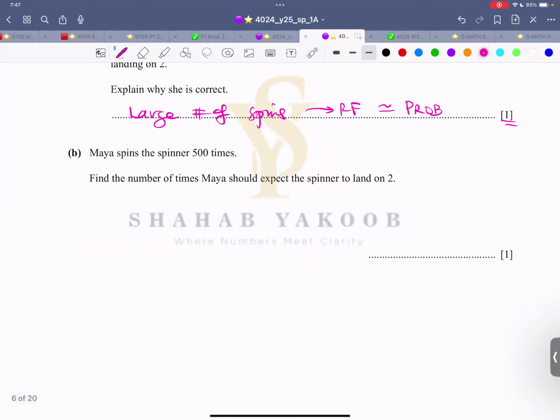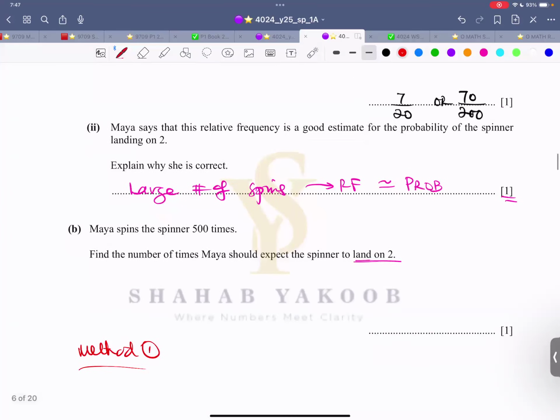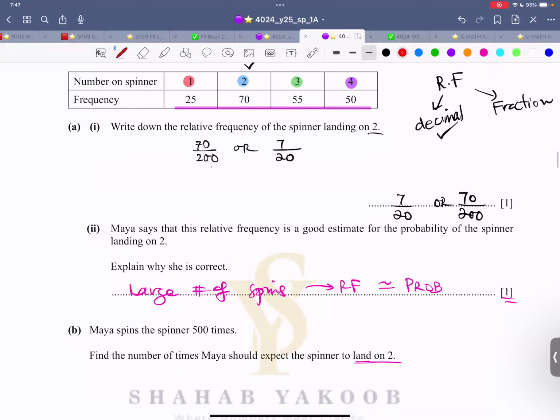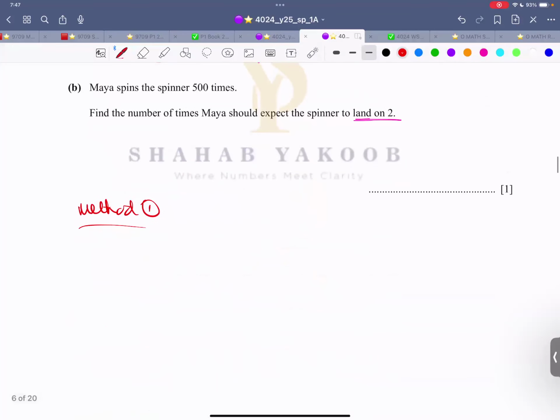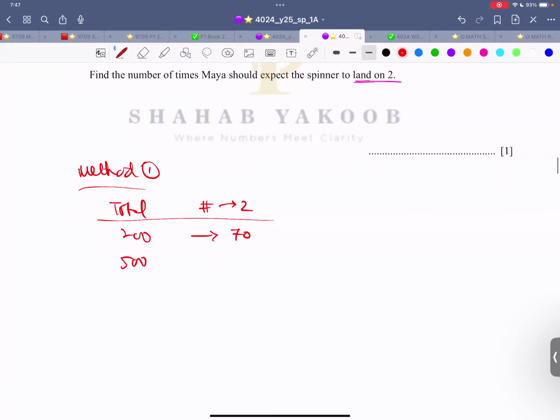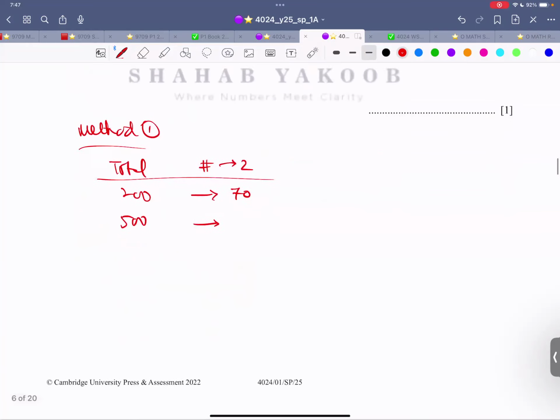Maya spins the spinner 500 times. Find the number of times Maya should expect the spinner to land on 2. Let me solve it in 2 different ways. Method number 1, just use ratio. Out of 200 times, so this is the total, this is the number landing on 2. Out of 200 times, it's landing on 2. Out of 500, it will land on 2 how many times?